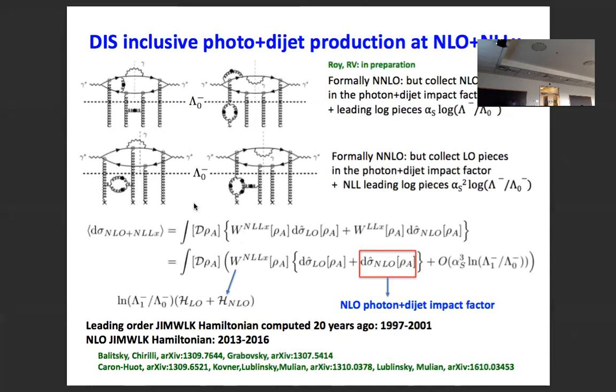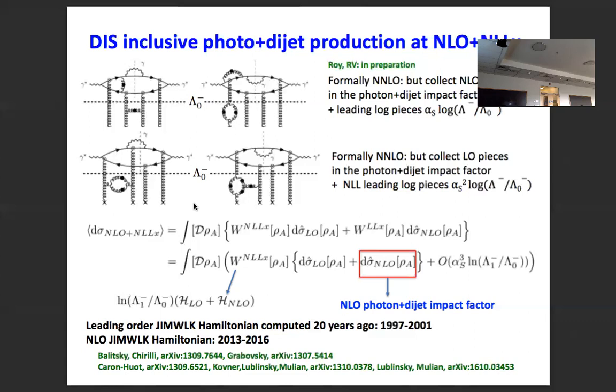If I were to compute inclusive photon plus dijet to NLO and next to leading log accuracy, this would have a form which is the wave functional evolved to next to leading log x times the leading order cross-section, which is this thing here. And then there's a term which is leading log evolution here times the NLO impact factor. This whole thing can be rewritten as this object times the leading order plus NLO impact factor up to alpha s squared accuracy, so specifically alpha s cubed. When you go beyond that accuracy, you find that there are terms which are not fully included in the structure, but this is accurate up to the accuracy here.